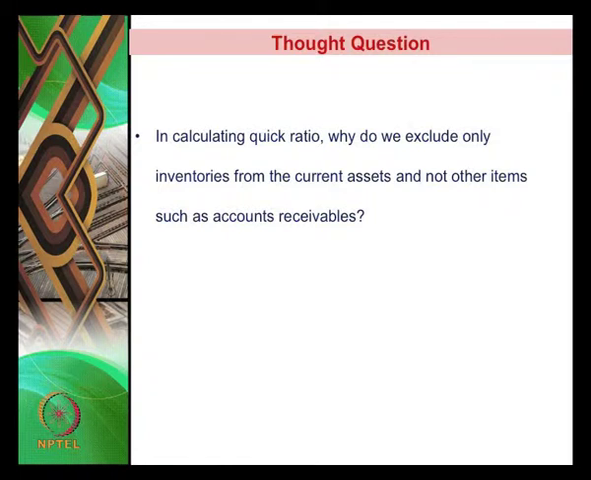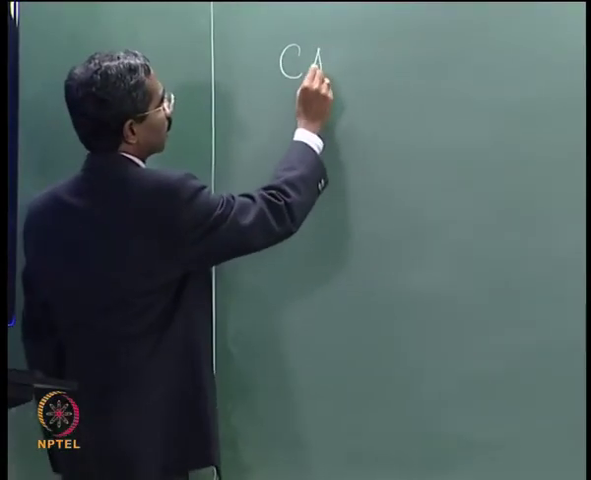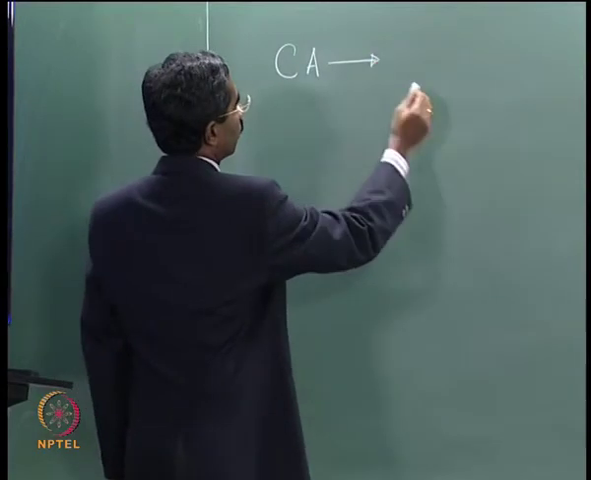So the question was, when we are calculating quick ratio, why did we exclude inventories from the current assets and not other items such as accounts receivables? But first let us try and understand the different components of current assets. So if you look at current assets, it consists of the following components.